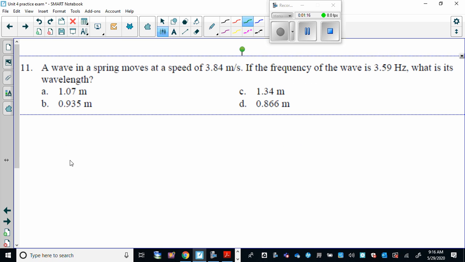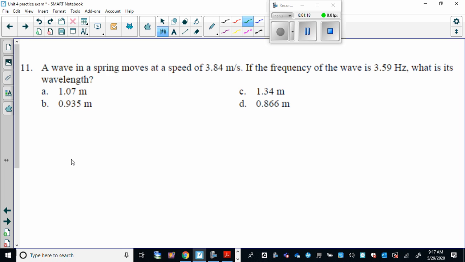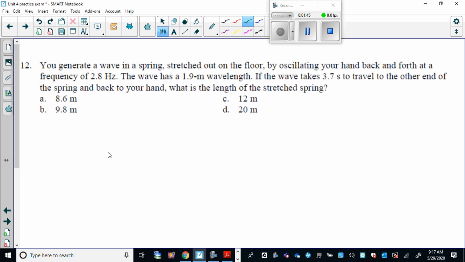Number 11. Same thing, very straightforward question. You're given the velocity. You're given the frequency. As a matter of fact, I don't know why this question appears on the test. It's identical to the other question. Simply divide those two and you will get the answer, which is 1.07 meters. Okay, we're cruising now. Question 12 is a little more tricky.